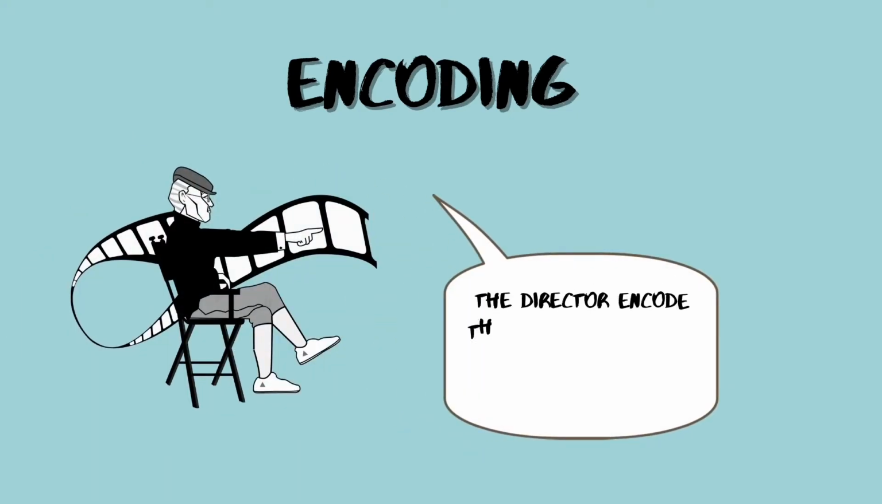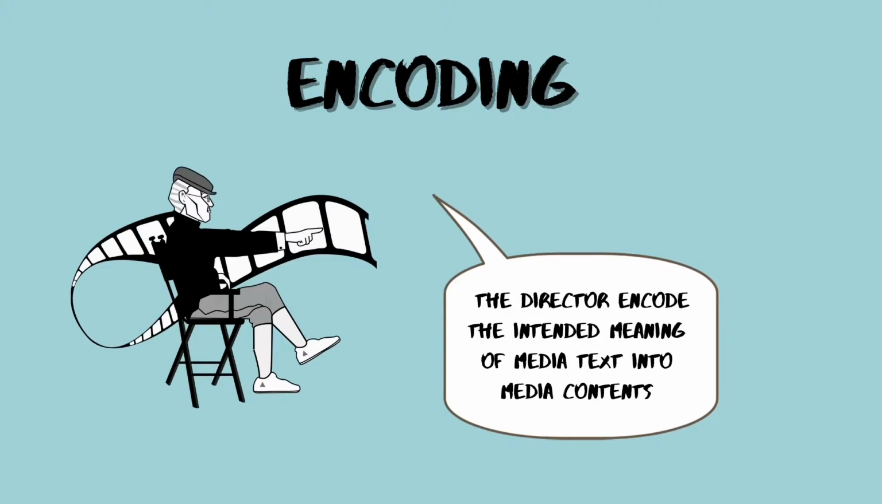Encoding is the process where the media producer or the director encodes the intended meaning of media text into media contents. It is based on their ideologies and intentions along with the technological uses that are available to them. It means the media producer's own ideologies are incorporated in his or her produced and transmitted media contents.